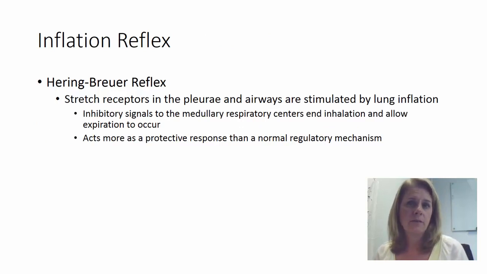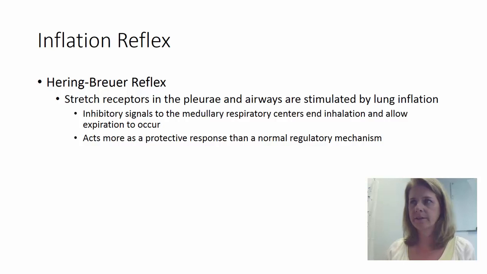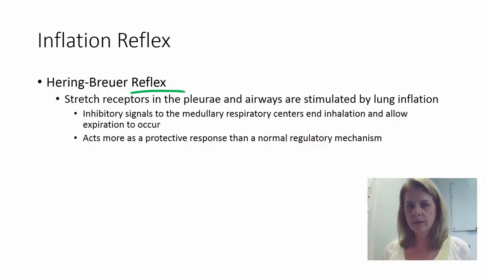There's also an inflation reflex. This really is not so much about regulating how quick or how fast you breathe. It's really how large a breath you can take. And it's called the Hering-Breuer reflex. There are actually stretch receptors in the pleura and the airway that are stimulated when your lungs inflate, and once they get to a certain size, they'll send inhibitory signals to the medulla of your brainstem and cause the inhalation to stop and allow you to exhale. And it's really more protective, so you don't overinflate and bust a lung. That's really what it's for.